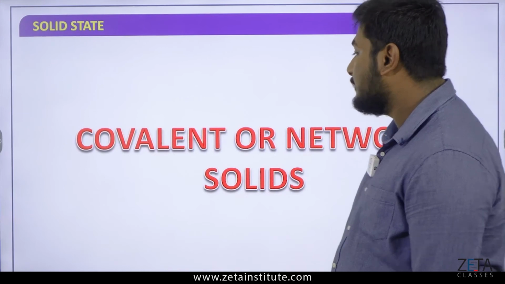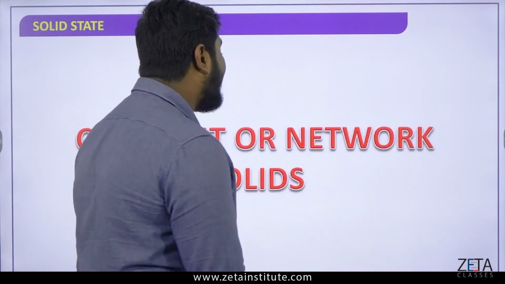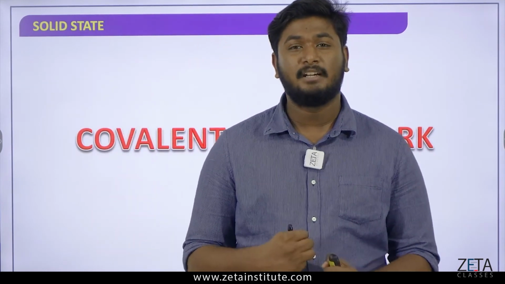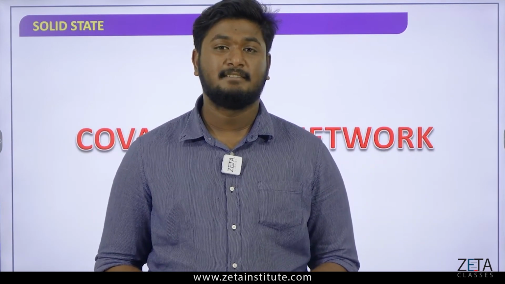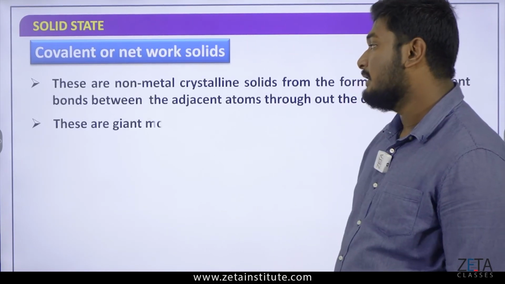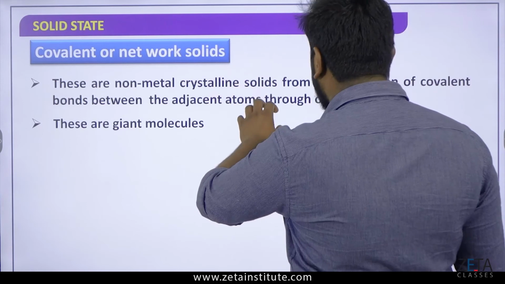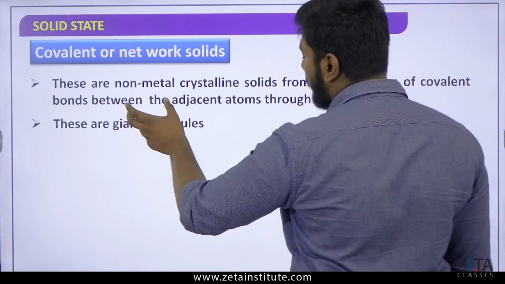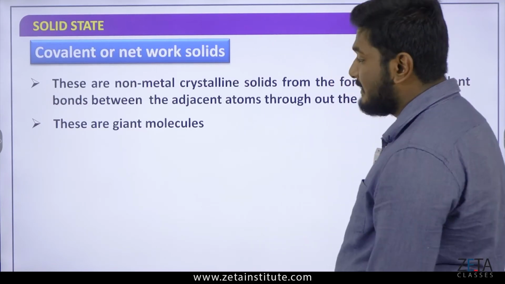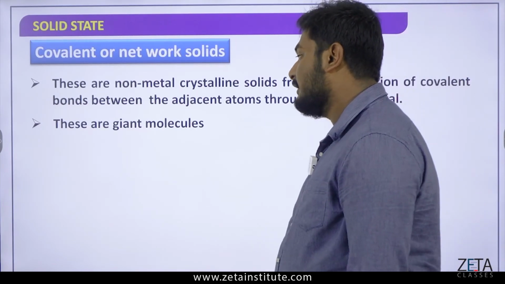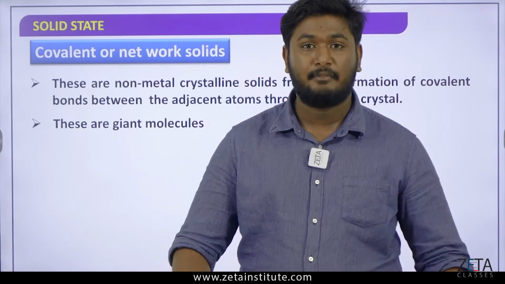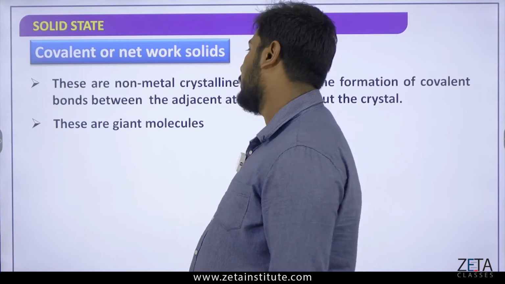So now we can check our fourth one, that is called covalent, or it is also called network solids. Covalent solids are also called network solids. We can check some important properties of our covalent or network solid. The first one, these are non-metal crystalline solids formed by covalent bonds between the adjacent atoms throughout the crystal. Clear? We can call them giant molecules, like diamond, graphite. These all are under covalent or network solids.